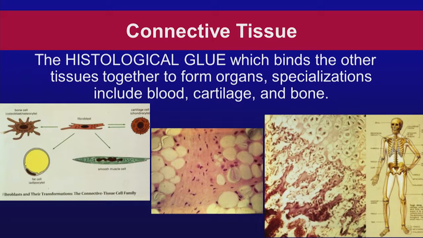Epithelium are connected by connective tissue. That's a histologic glue that binds things together. And we can see on the left-hand side that various cells come from one basic cell, giving rise to the fat cells, to the muscle cells, to the bone cells. All that is connective tissue. In the middle, we see some white blobs, looks like chicken wire. That's fat that we have underneath within our skin. The skeleton is also connective tissue.